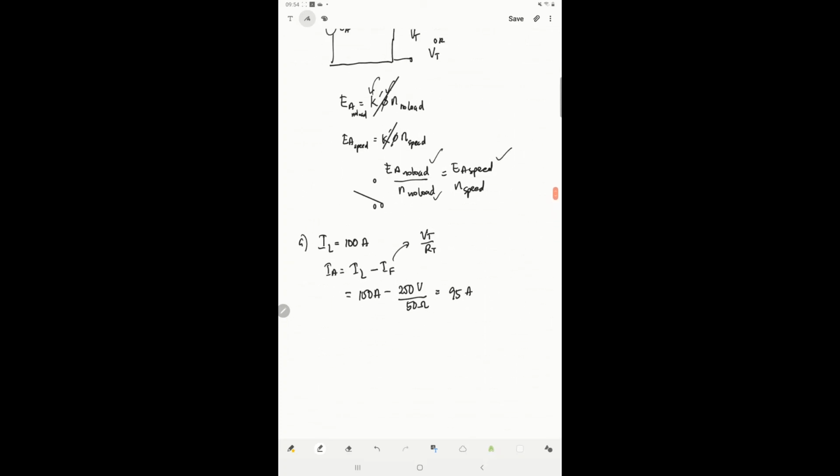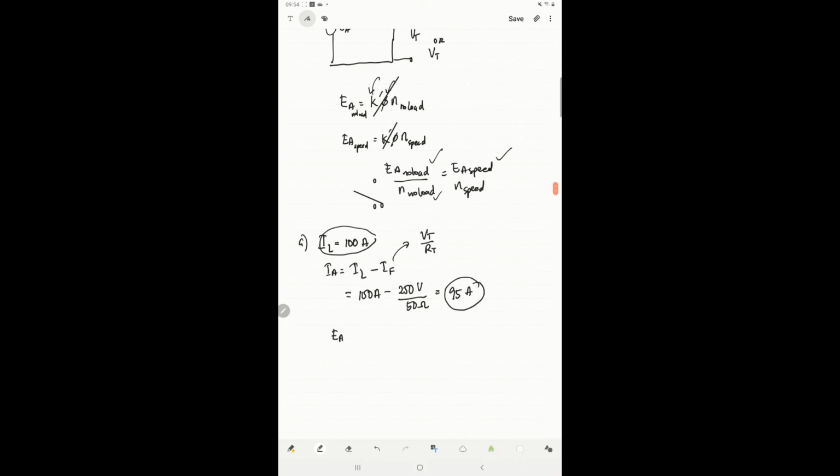IF is VT over RF, or R total. VT is 250 volts divided by 50 ohms, and then we get here 5 ampere. Now, we know that at 100 ampere input, the armature current is actually 95 ampere.